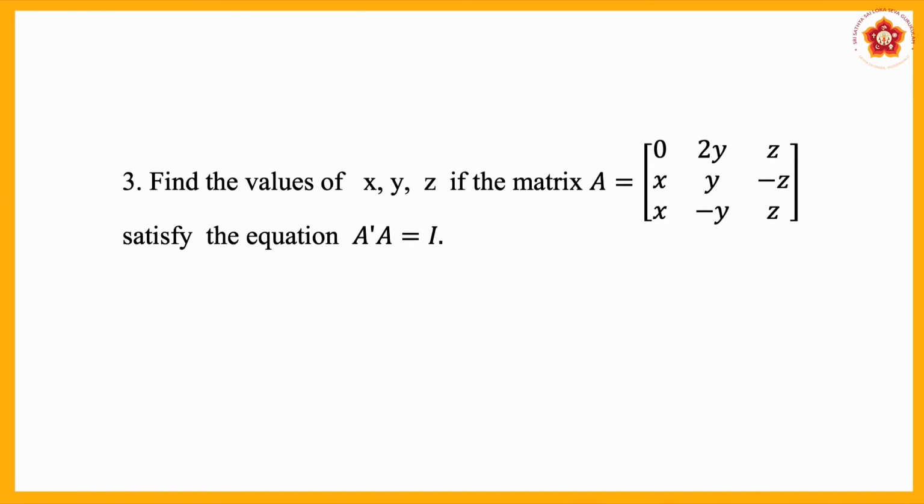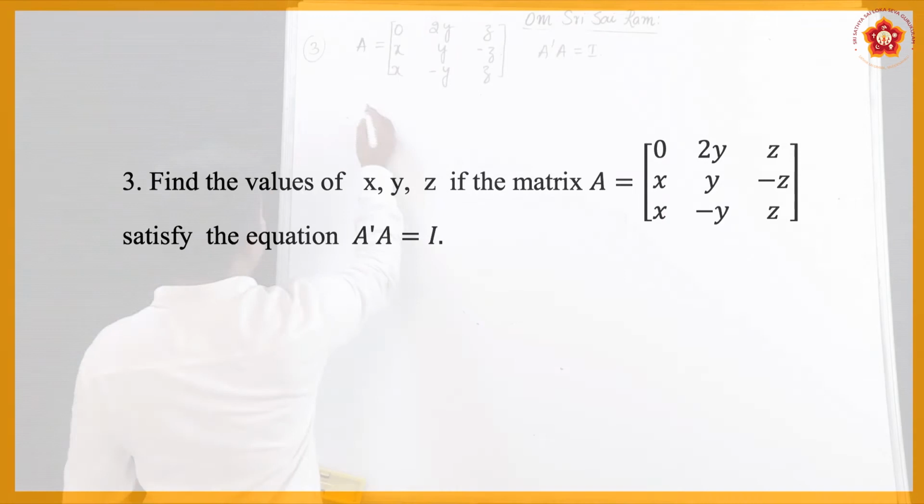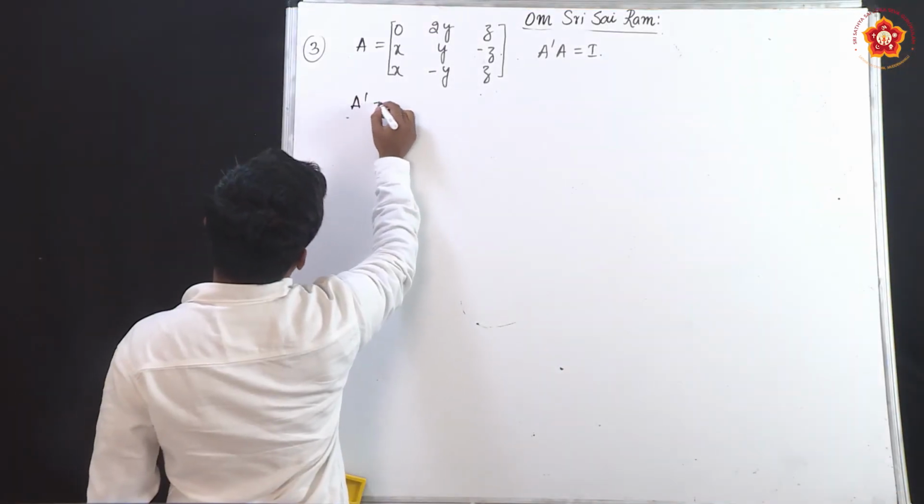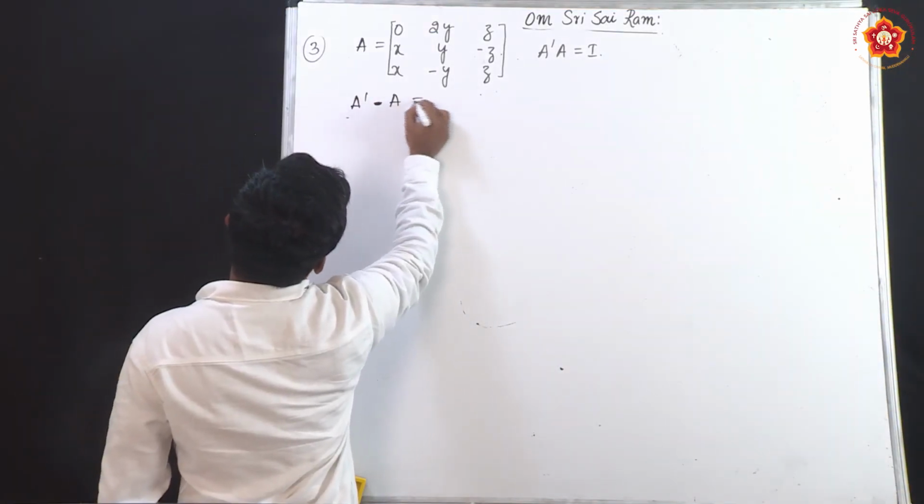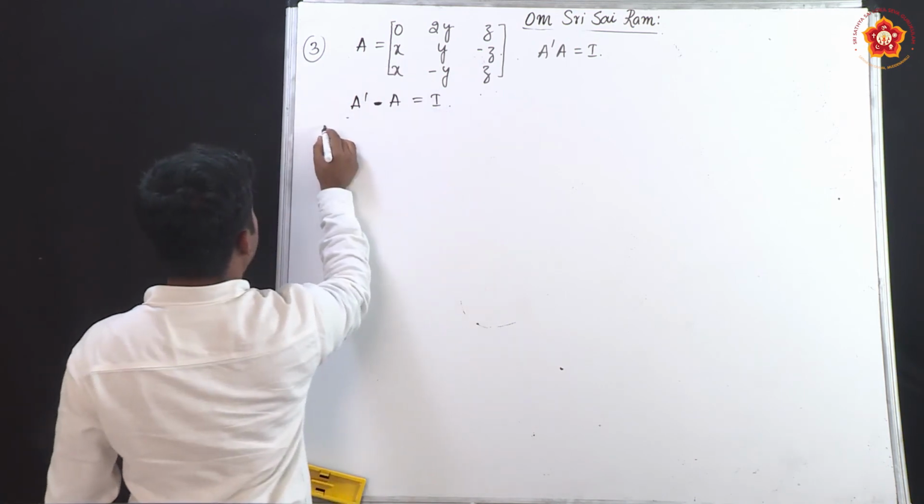Next problem. In this problem, we are going to find the values of x, y, z, and here one condition is given: A dash into A, that is, transpose of A into A, is equal to I. So now we have to take that condition they have given, A dash into A is equal to I. What is A dash? Take the transpose.